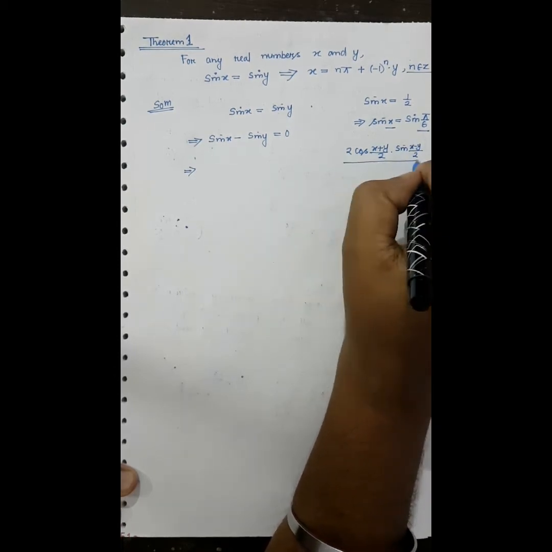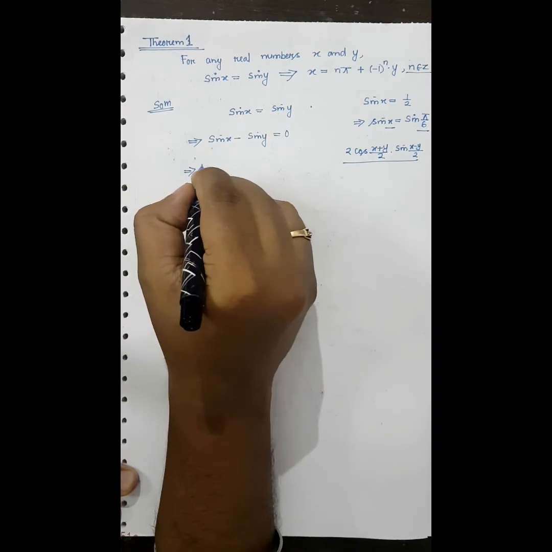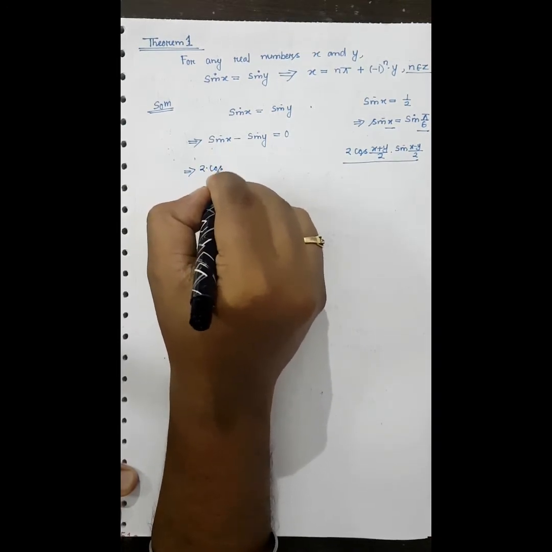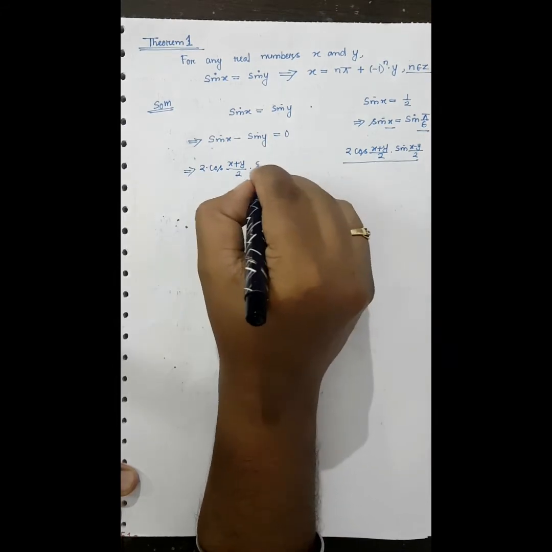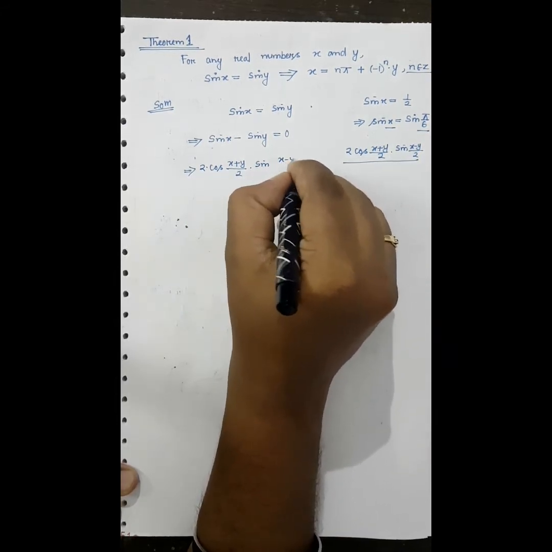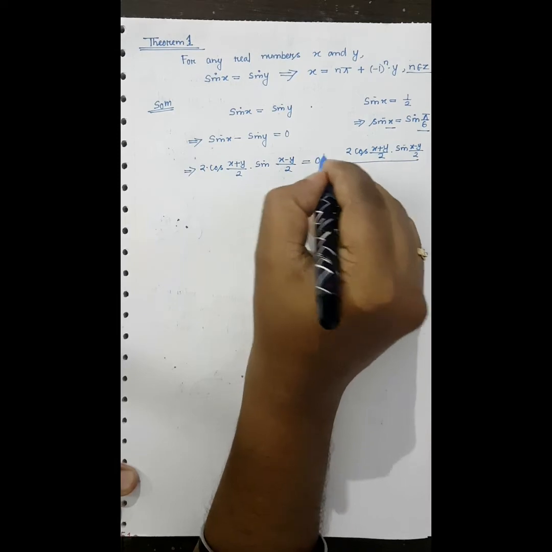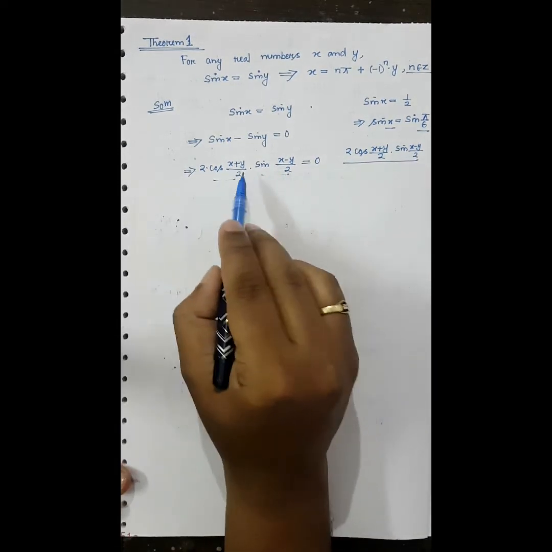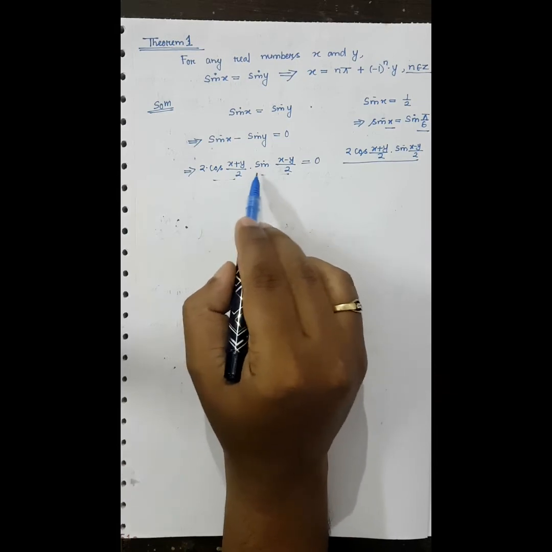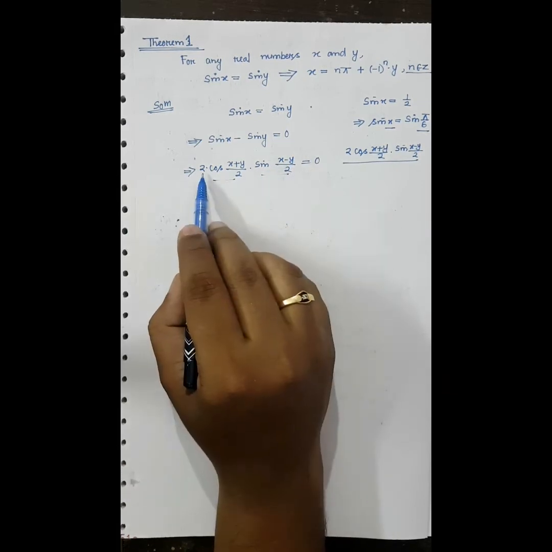Using the formula of sin c minus sin d, it is 2 cos (c plus d by 2) into sin (c minus d by 2) is equal to 0. Now we are getting two factors, the product of cos (x plus y by 2) and sin (x minus y by 2). 2 can never be equal to 0.